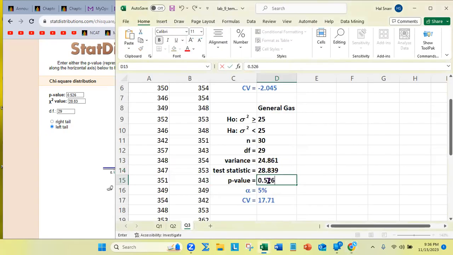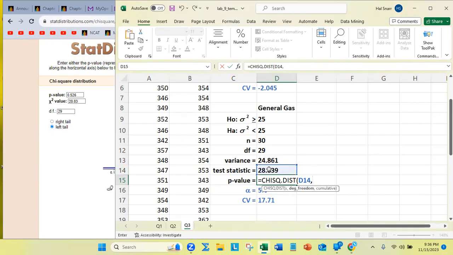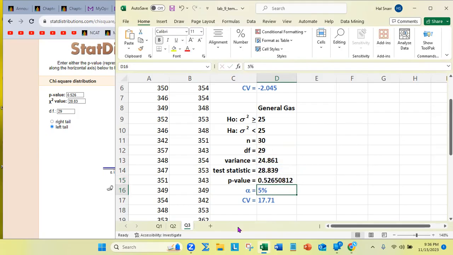Again, we're going to double check that with Excel, right? So with Excel, we're looking for something close to 0.526. I'm going to type equal chi-square. I'm not going to do right tail because this is a left tail test, a lower tail test. So I'm just going to use the chi-square.dist function. And the number on the number line is the test statistic. And then the degrees of freedom are 29. And then in Excel, you have to type true. In Google Sheets, you also have to type true. And we get something really close to the 0.526 that we saw in statsdistributions.com, right?